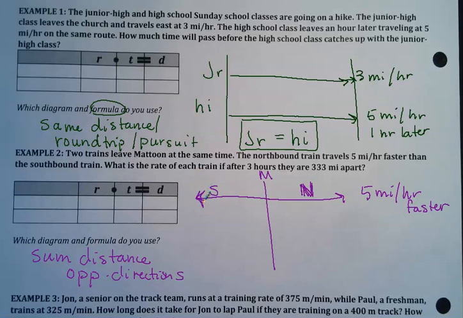All right, what is the rate of each train, if after 3 hours they are 333 miles apart? Ooh, see, that gave us our total distance from here to here. This distance is how much? Yeah, this is 333 miles. Okay, so that's helpful to know. And we know that they travel for 3 hours. Okay, so what would our formula look like here?